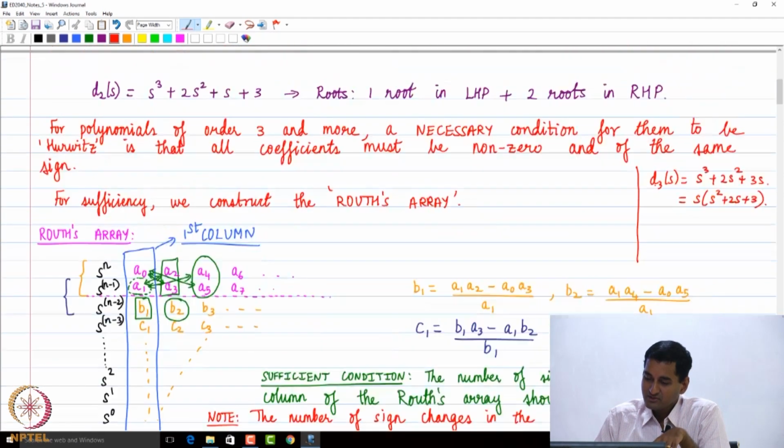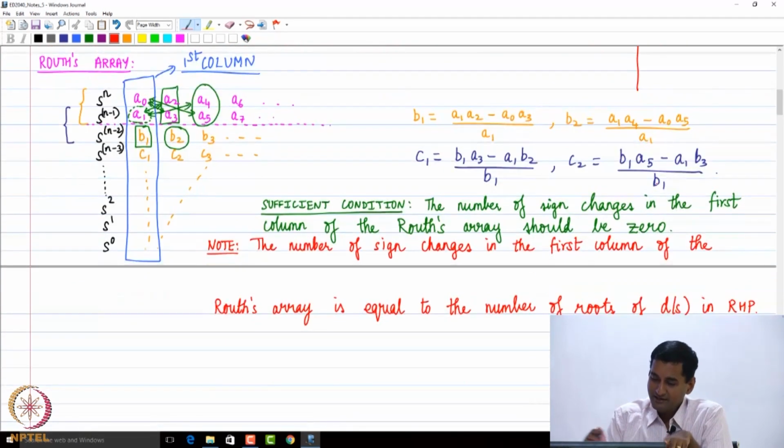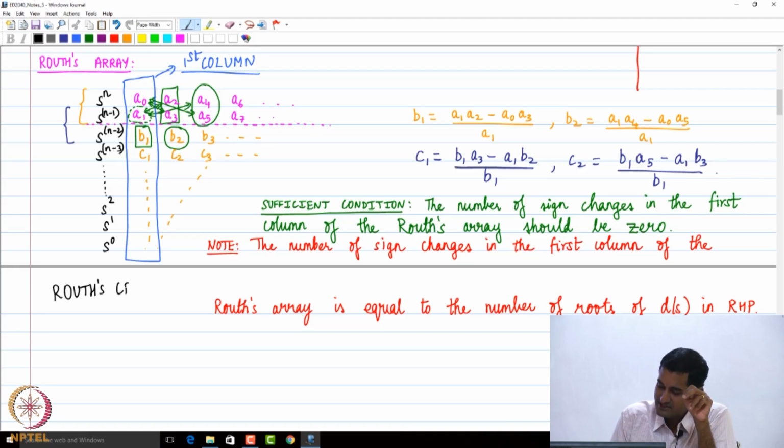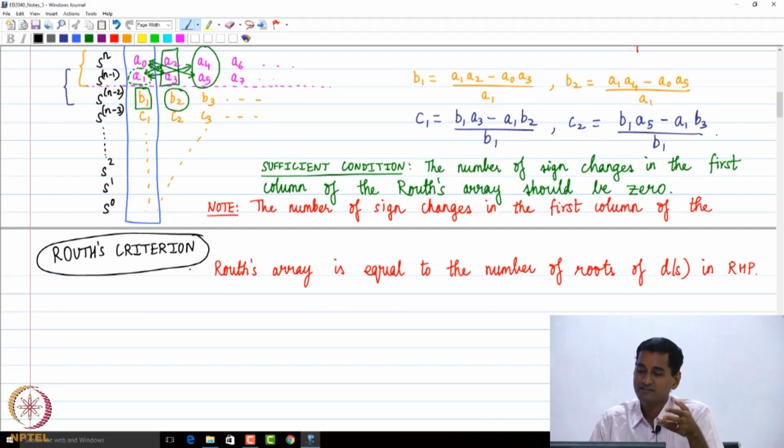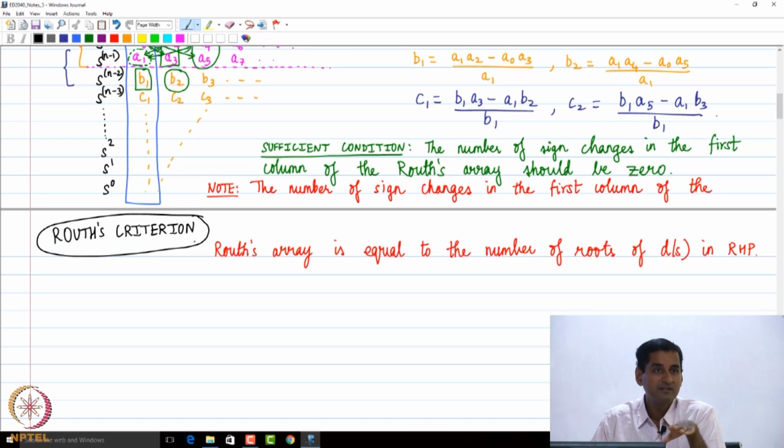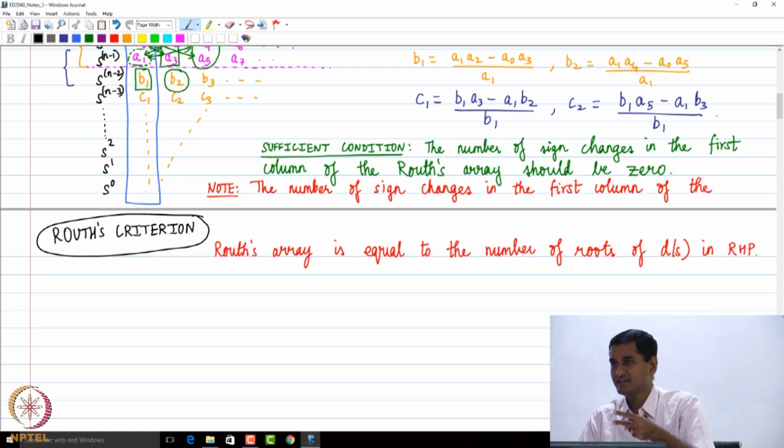This is the Routh's array. So this is the Routh's criteria. These two conditions, the necessary and the sufficient condition, are essentially what is called the Routh's criteria. We will anyway come back to our dynamic systems and define carefully, and write down what is called the Routh stability criteria. But this is the Routh's criteria. So you have two conditions, necessary and sufficient.